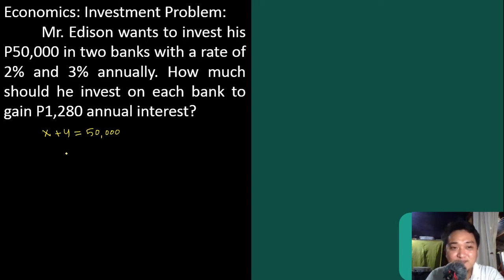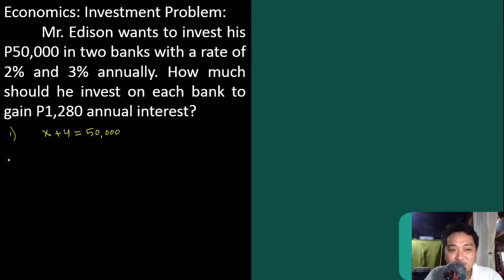Ayan. O bakit? Kasi 'di ba dalawang bangko, tapos i-separate natin yung investment natin. Meron para sa 2%, meron para sa 3%. All in all, ang total investment natin is 50,000. Yan. Now, ito yung ating first linear equation. Ano naman kaya yung pangalawa?